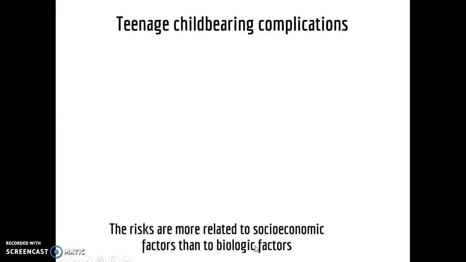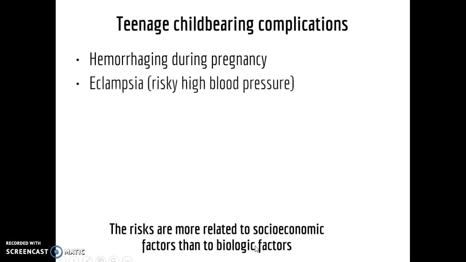So what happens if you're a teenager and get pregnant? What you normally answer to that is, no, it's very dangerous, you die. You die, the mother dies, the baby dies. That's not true, okay? There are many risks. The risks are more related to socioeconomic factors, but something more common in teenagers than in adult mothers is having bleedings during the pregnancy.